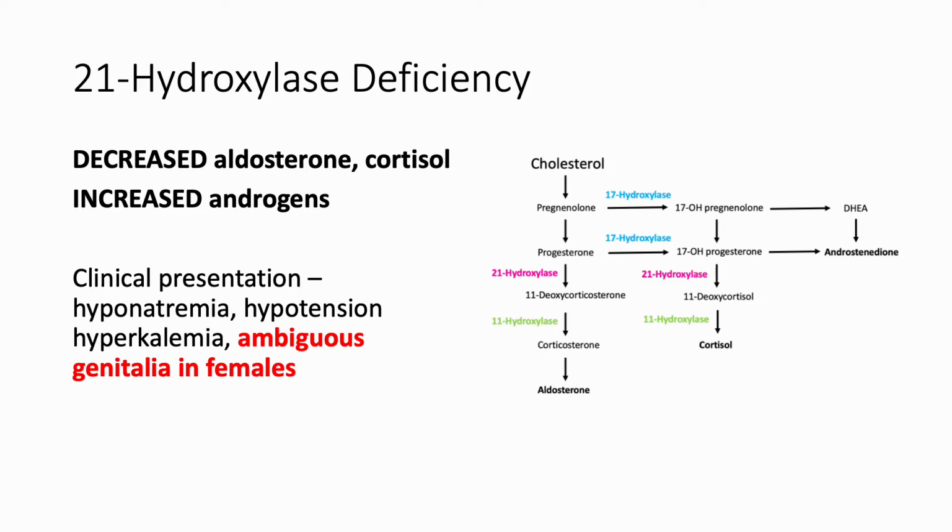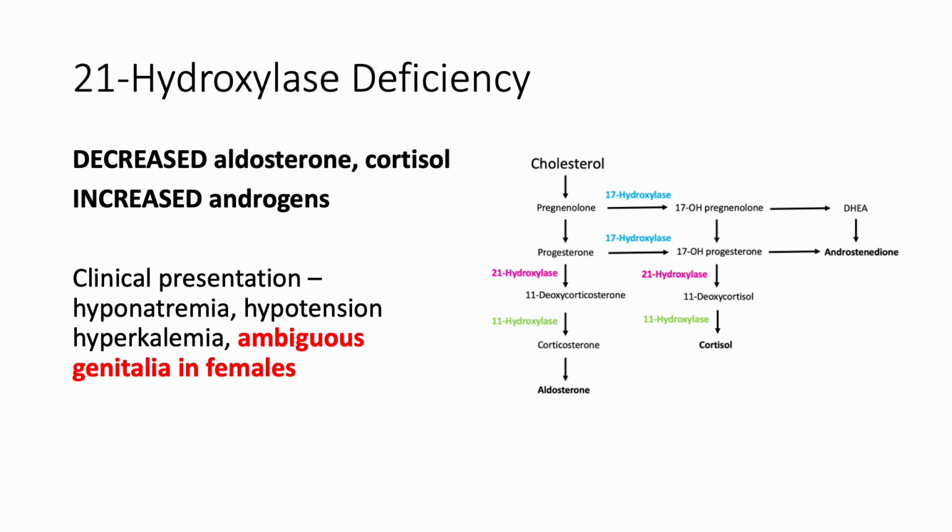And this makes sense if you think about what aldosterone does. So aldosterone is normally responsible for the reabsorption of sodium and therefore the reabsorption of water. So if you don't have aldosterone, you're going to have low sodium and you're going to have hypotension from the inability to reabsorb water. And then you're also going to see hyperkalemia.